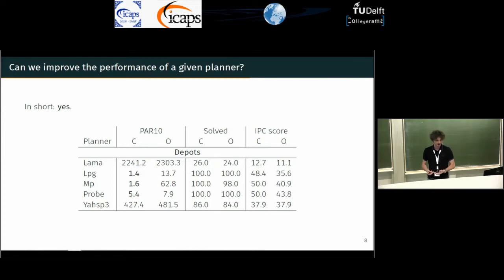For the other planners, Lama and YAHSP, we don't have a statistically significant improvement, but we still have an improvement in terms of PAR10 and in terms of coverage. So, yes, we can improve the performance of planners, and in the worst case, you are not reducing them. Even though you can use the same approach to try to identify a configuration which is detrimental for a planner, but I don't know how you can use that.